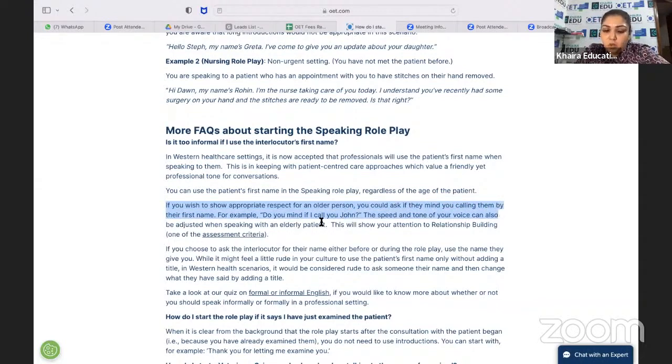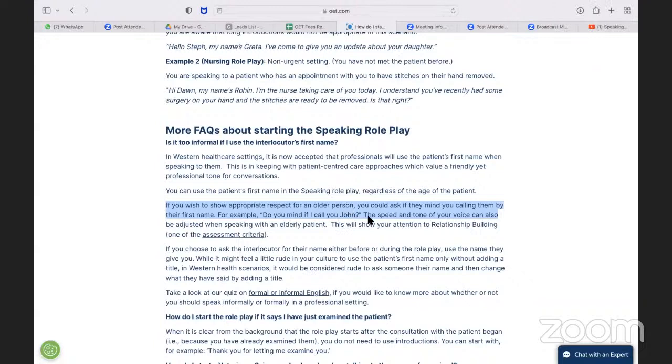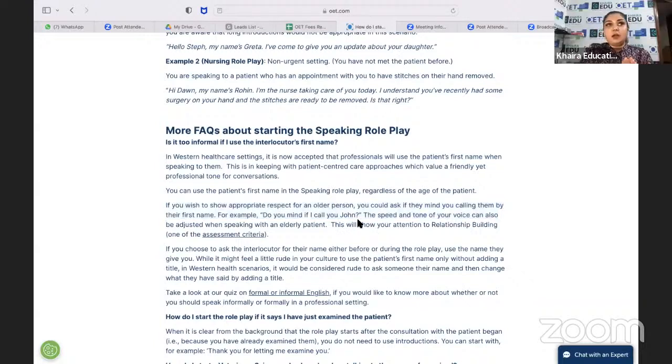For example, do you mind if I call you John? Or what do you prefer that I call you? Is it all right if I address you by your first name, John? So what OET is suggesting is that if it's an older person, you can get into the courtesy of asking whether it's appropriate or whether they prefer that you use their first name. In all of the cases, even if you don't check with them and you simply use their first name, it is appropriate.